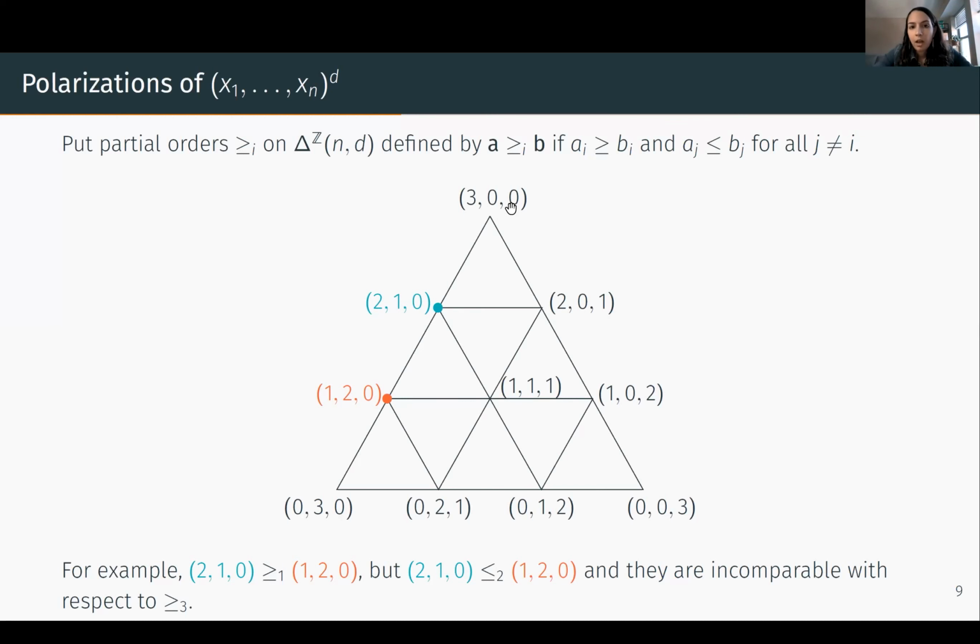The way I picture this is, with respect to the first index, 300 is at the top of the poset. 300 covers 210 and 201, then 210 covers 120 and 111, 201 covers 111 and 102, and so on. Then you imagine that you rotate, acting by the symmetric group. For the second index, the top of your poset is here, and for the third index, the top of your poset is here. So it's now clearer why, with respect to the first index, this one is above this one. With respect to the second index, this is the top, and this one is above this one. With respect to the third index, these are both on the bottom level, so they're incomparable. That's one way to see it.